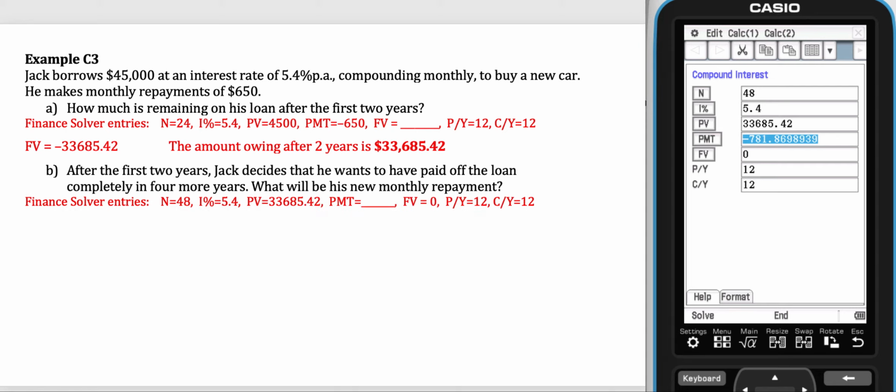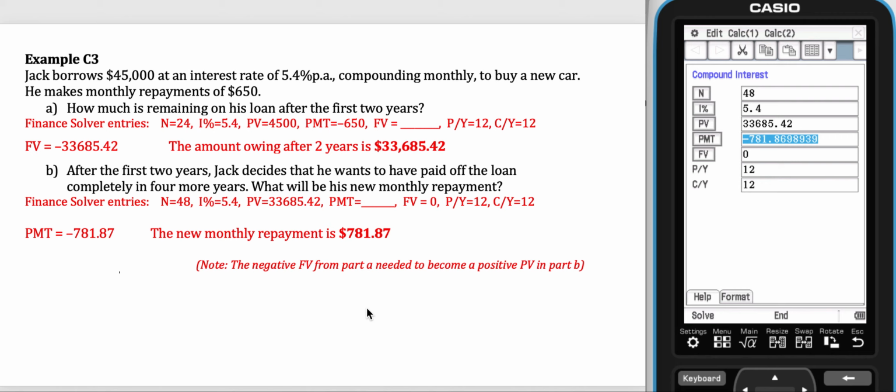Okay, so he's going to have to increase his monthly repayment a little bit to get this loan completely paid off. Again, that's just a way of recording the entries for the benefit of your own notes. But the answer to the question is that the monthly repayment is $781.87. So he's had to increase his payment by about $130 in order to get it paid off in this extra 4 years. So again, the idea here is that when you have to make calculations where conditions change, we do it in 2 steps. It's a 2-step process using Finance Solver.